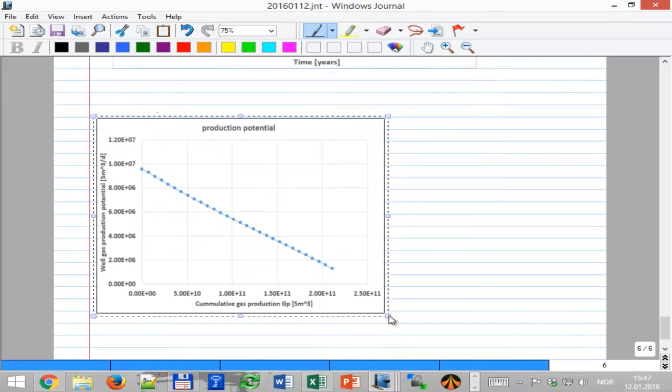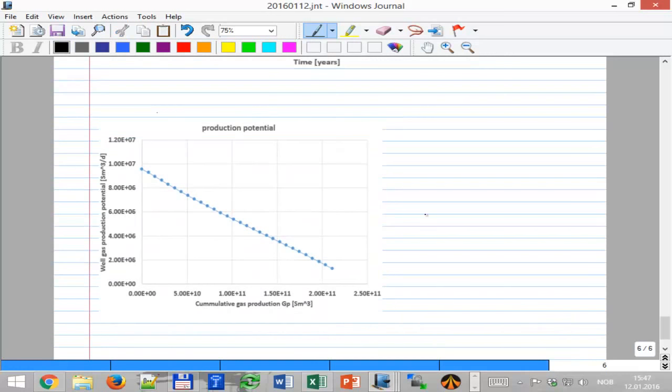Okay, so according to our production potential curve, let's say we wish to produce 4 million standard cubic meter per day from the well in plateau mode, A mode. For how long? What is going to be the duration of the plateau? Calculate.